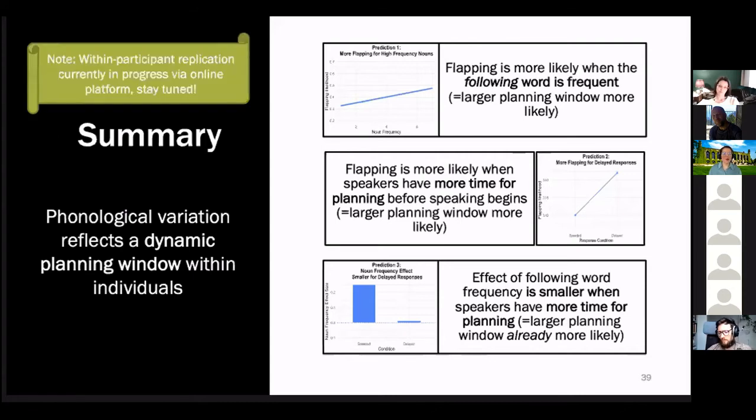Oh, and I also have my little self-advertisement here that we're actually currently running a within participant replication. So we have participants do both the speeded and the delayed conditions within a single experiment via online platform. So stay tuned for results of that.